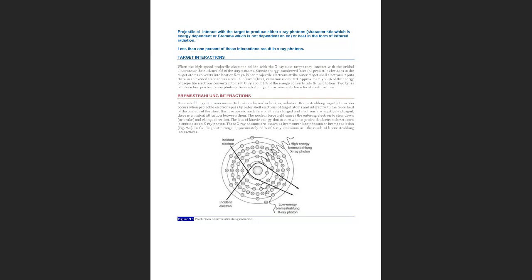So, that being said, we know that the majority of the projectile electrons' interaction with the target material result in heat, because 99% of the interactions just create heat. So one of the biggest problems we have in the X-ray tube is dissipating that heat and getting rid of that heat so that we do not damage the X-ray tube itself. So only 1% of the interactions actually result in X-rays.